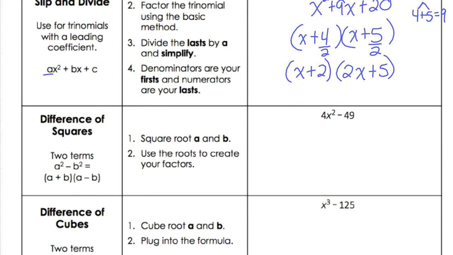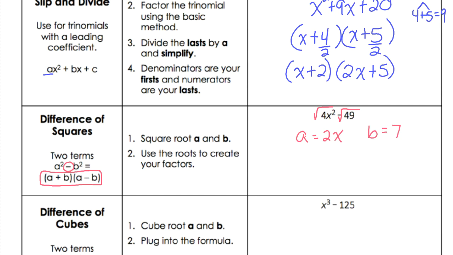All right, the next method is called difference of squares. Difference means subtracting, and squares means 2 terms that are perfect squares. The way this method works, you can see a formula down here for that. This only works when we have perfect squares. So the first thing we're going to do is square root the first term and the second term. So those are our squares. The square root of the first term is 2x, and the square root of the second term is 7.